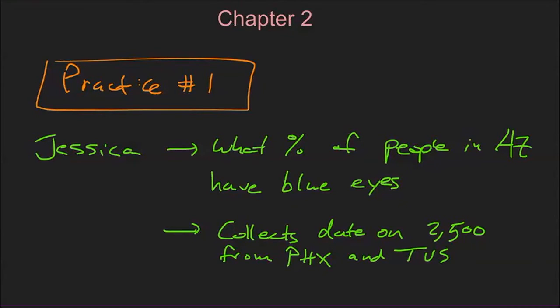All right, now let's have a look at this together. What percent of people in Arizona have blue eyes was the question. So first we want to say, what is the population? Or you can start with a sample. That's maybe even easier most of the time. So let's actually start there. Sample, who do we actually collect data on? And this scenario made it very clear. It says she collects data on 2,500 people.